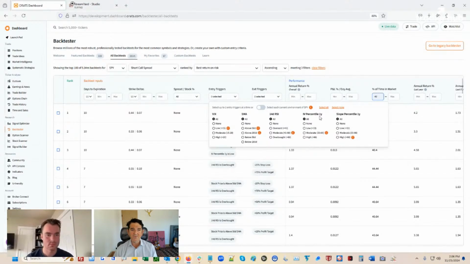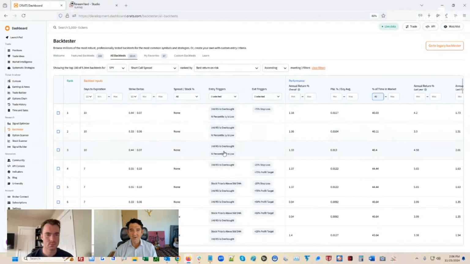So in order to make it into this backtest finder here, two or more of the entry triggers have to be satisfied in order to get in. And so here's one. Now these are the strike deltas. I don't like to go that far in the money, 44. So I'd go out just a little bit more to a 33 and then a 6 delta.